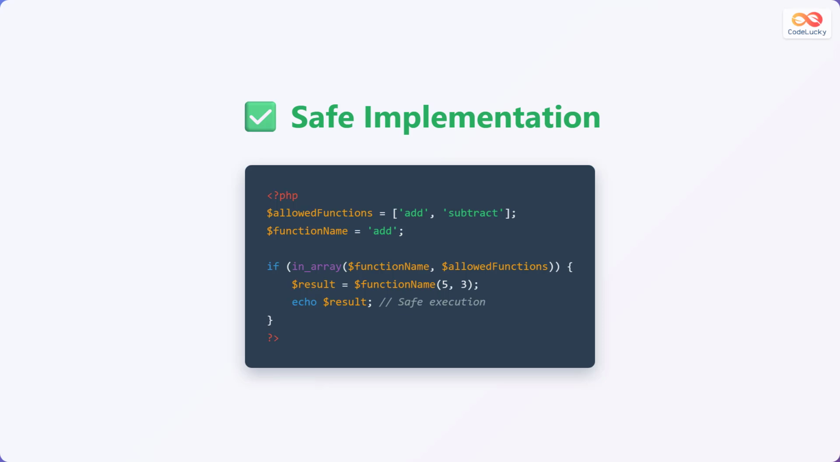For instance, we have an array called $allowed_functions, containing the strings add and subtract. We assign add to the $function_name variable. Before calling the function, we check if $function_name exists in the $allowed_functions array. If it does, then we can safely execute that function.